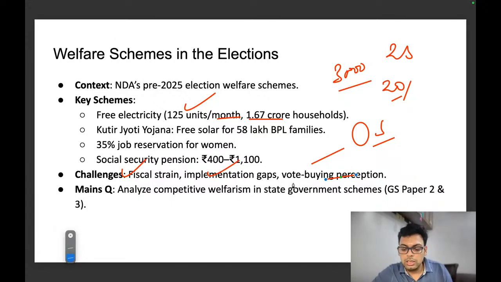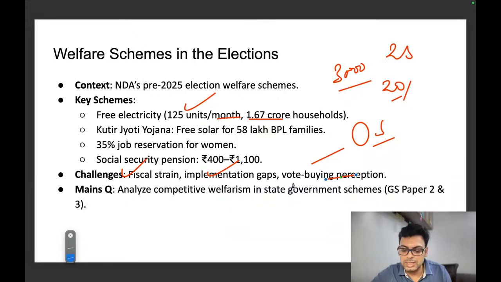Then what can be the way forward for it? I'm giving you an answer for mains. So what you can do is that we need to check out a plan that is sustainable. Then the welfare should be data driven. Then there should be a transparent beneficiary selection. All right. These government schemes the government is launching are from the prelims perspective.